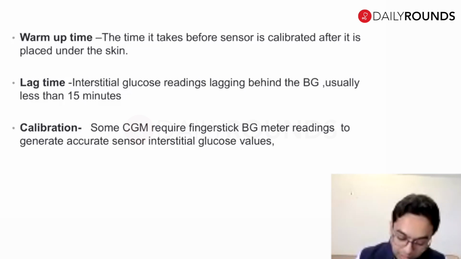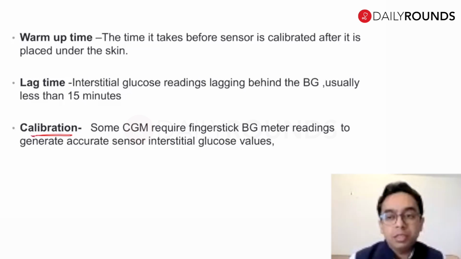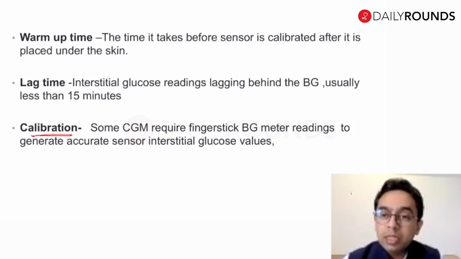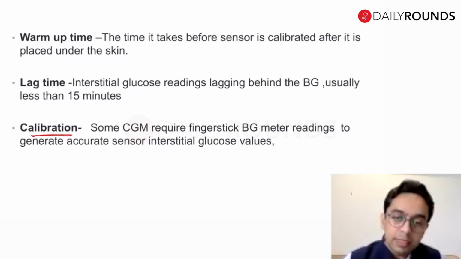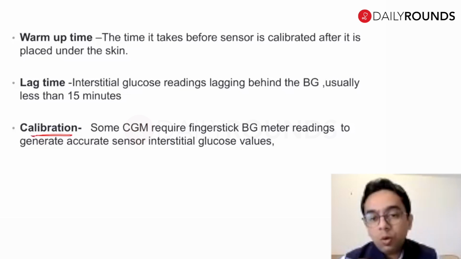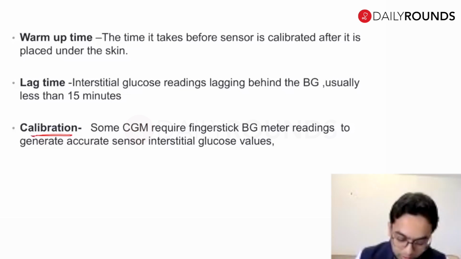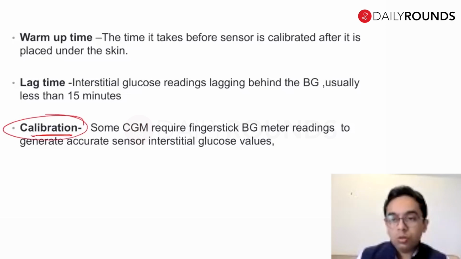Okay. Then there's something called calibration of the sensor. Not all sensors need calibration, but some sensors need calibration, where you need to check your blood sugar and enter that data into the app, and accordingly the sensor would be calibrated and will give you better results; the MARD will decrease. Okay, so that is important. So here, calibration is also required for a few of the sensors.